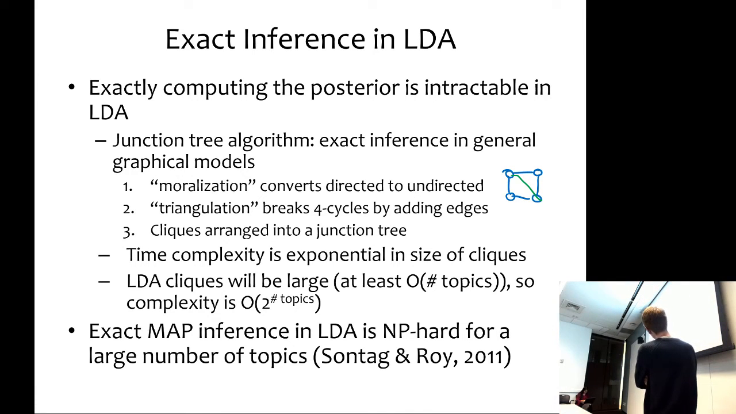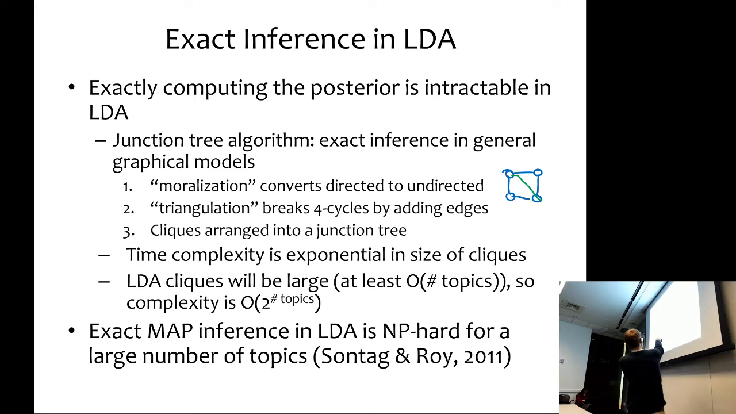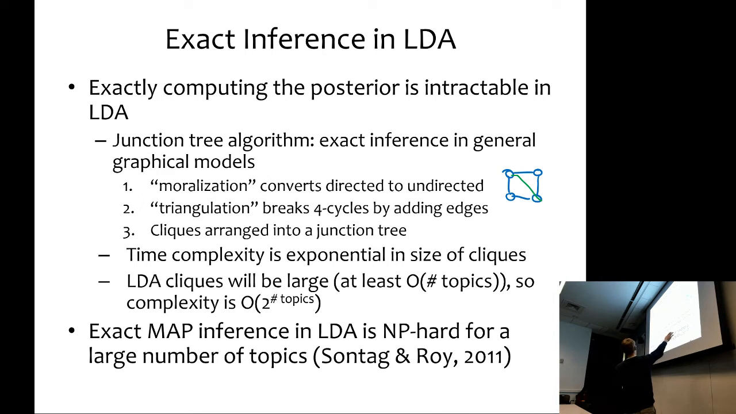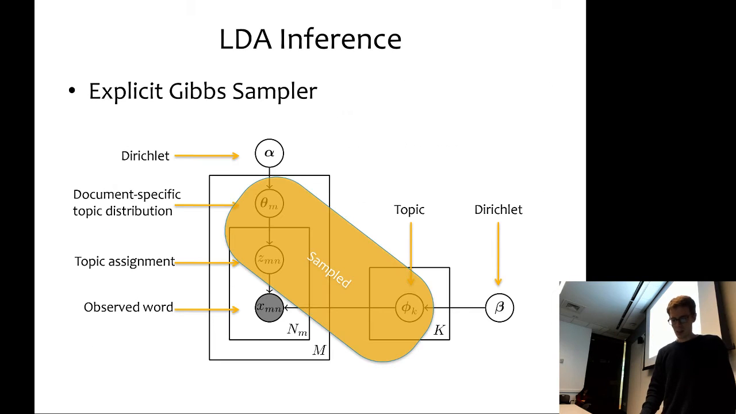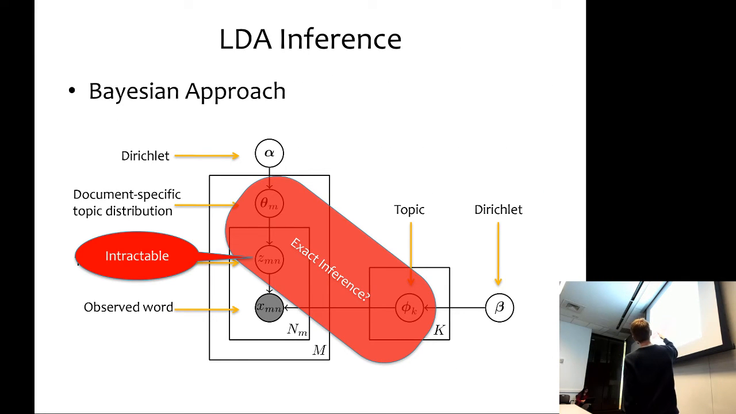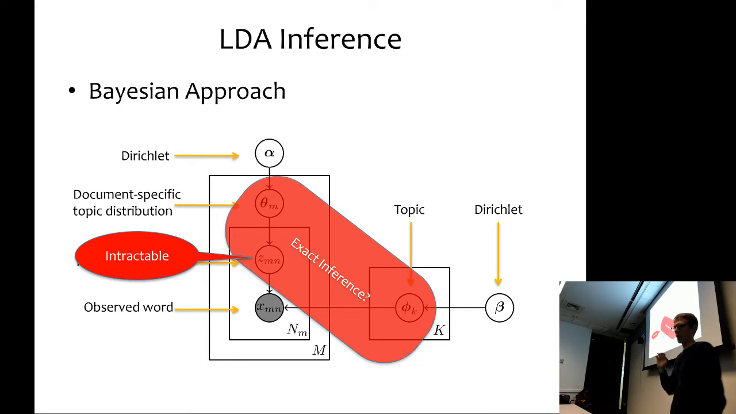So for LDA, the cliques are going to be really large, at least on the order of the number of topics. And so that means that the actual time complexity is order 2 to the number of topics. So if you have 100 topics, then we're talking about time complexity of order 2 to the 100. Okay, so it turns out that exact MAP inference in LDA is also NP-hard for a large number of topics. So the point is that we can't just go straight in and do exact inference easily.